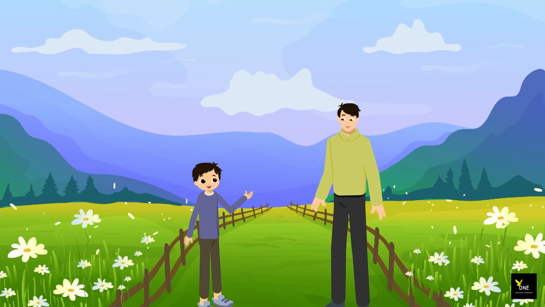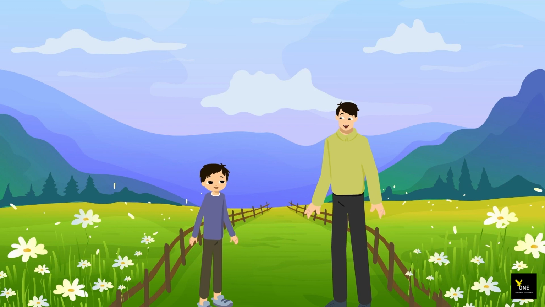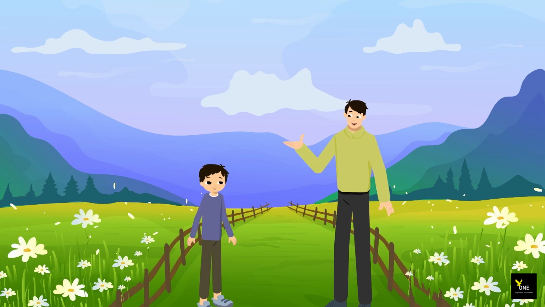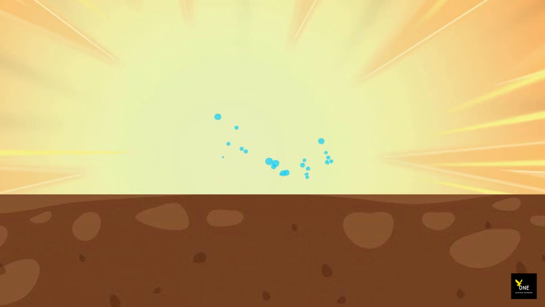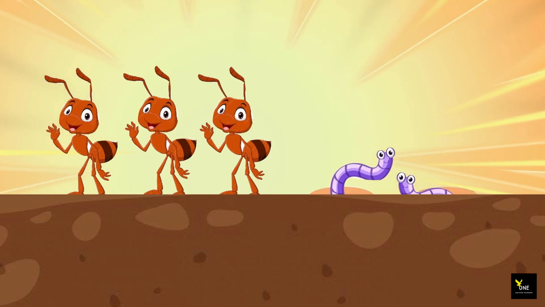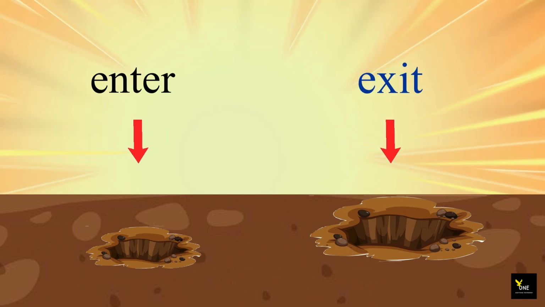There were bubbles coming out here as well, Dad. Yes, son. And this suggests that there is air present in the soil. When water is poured into the soil, it displaces the air in the form of bubbles. Since there is air in the soil, the animals that live inside, or even the animals that dig up and live in their burrows, have openings for air to enter and exit the soil easily.